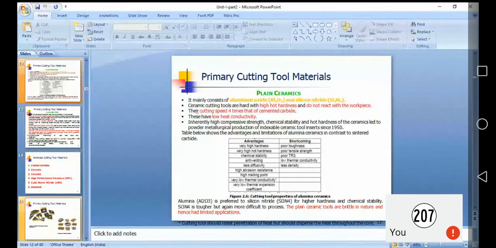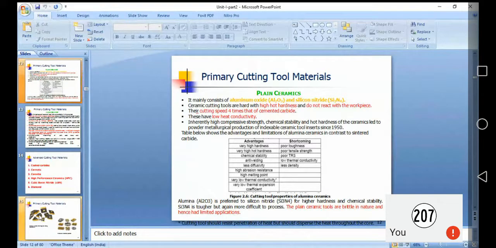They do not react with the workpiece. The ceramic cutting tools are very hard and they also produce high hot hardness during the cutting operation and do not react with the workpiece. They can be used at elevated temperature and the cutting speed is 4 times more than the cemented carbide, having low heat conductivity. So inherently, the high compressive strength, chemical stability, and hot hardness of the ceramic lead to this.